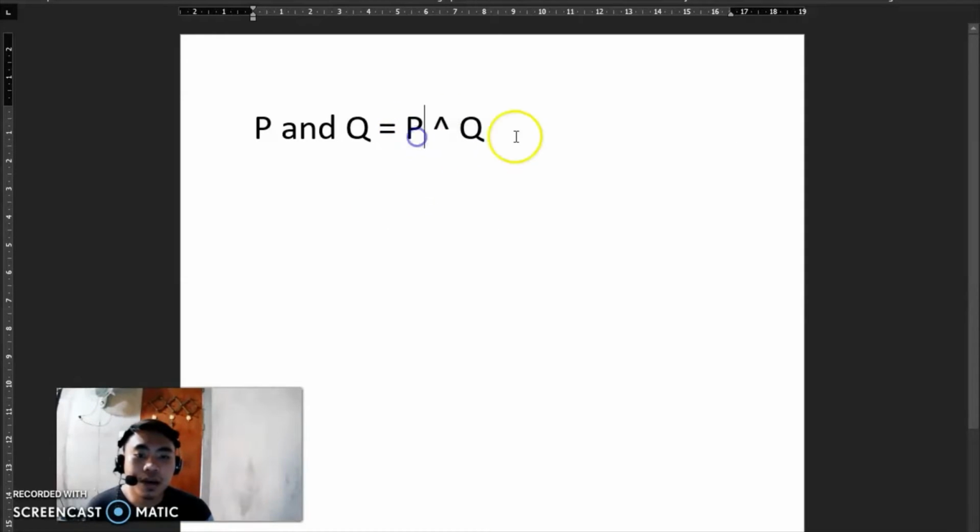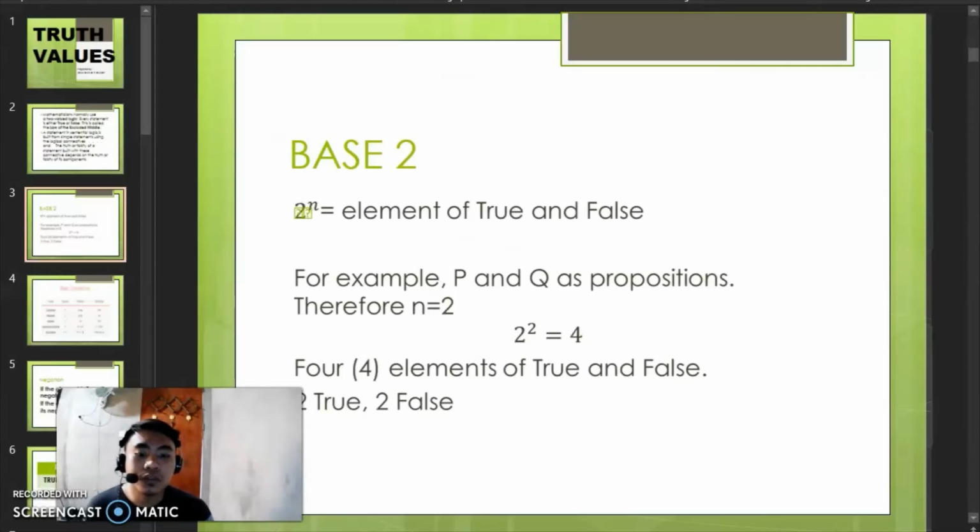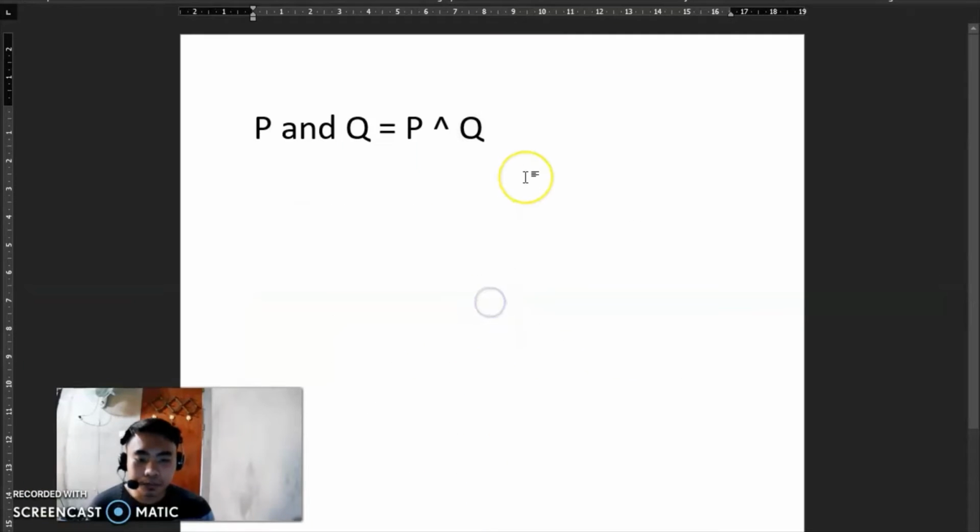So, gaano ba karami yung letters na given dito? So, we have 1 and another 1. So, we have 2. So, for us to solve that, we have 2 raised to n, wherein n is equal to 2. 2 raised to 2 is equal to 4. 4 elements of true and false. We have 2 true and 2 false.